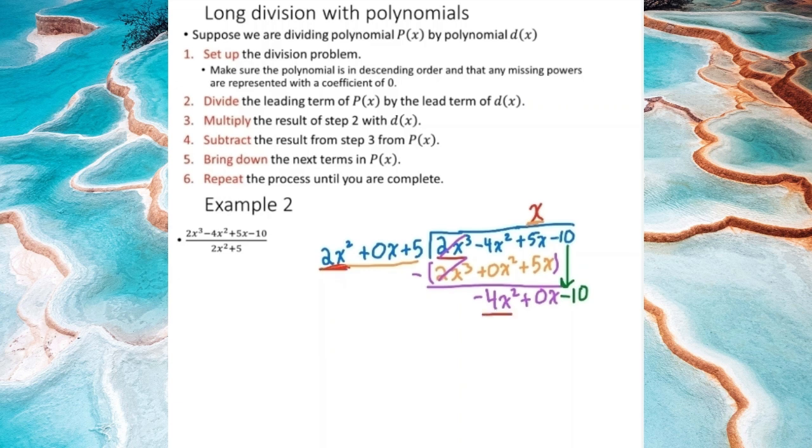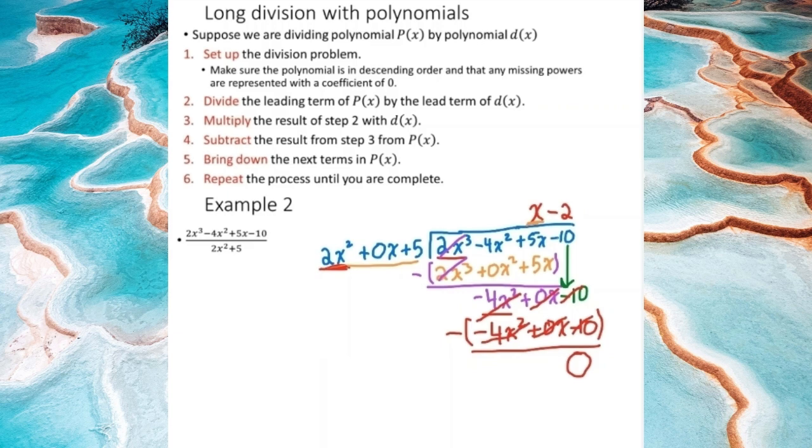We'll divide negative 4x squared by 2x squared. We get negative 2. Multiply the negative 2 with the 2x squared plus 0x plus 5. Then we subtract. Negative 4x squared minus negative 4x squared is 0x squared, so they cancel. 0x minus 0x, we can cancel them out since that would be a 0 leading term, which we'll never write down. Then for negative 10 minus negative 10, they also cancel, so our difference is 0. So here, there are no more terms to bring down, and we got a remainder of 0.